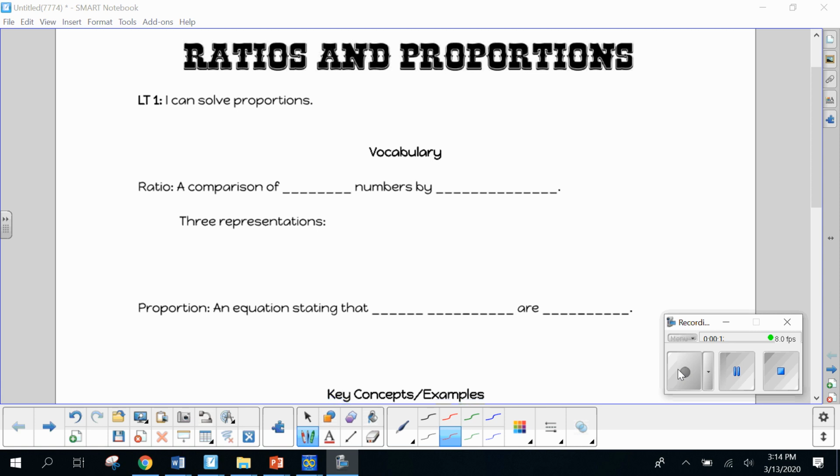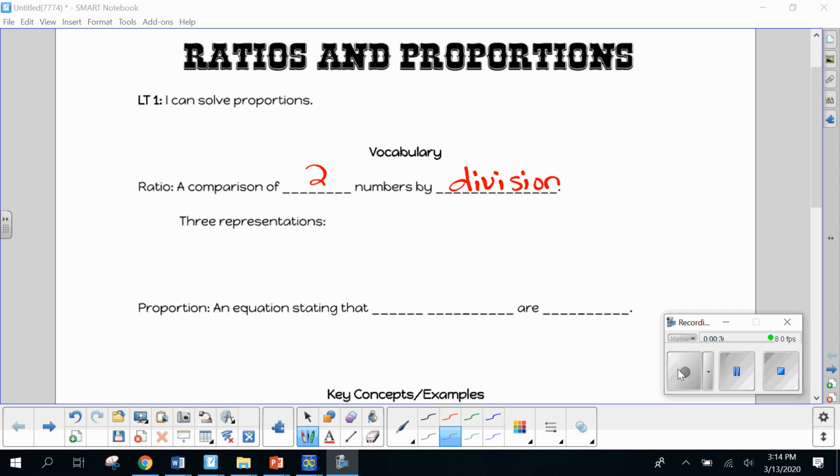Ratio. Ratio is a comparison of two numbers by division. Okay? So there's three ways that we can write a ratio.